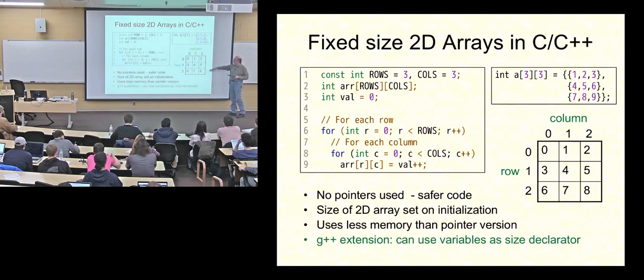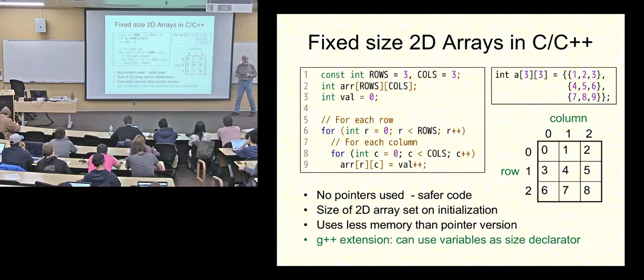The nice thing about doing the fixed size arrays is there's no pointer, so it's a little bit safer. I don't have to clean up after myself and delete memory when I'm done. The size of the 2D array here, the fixed size 2D array, actually has to be known at compile time. The size of this array over here must be known at compile time, and that's what the named constants do.